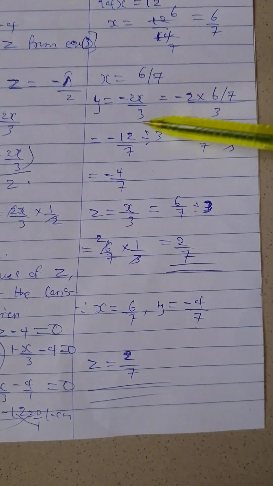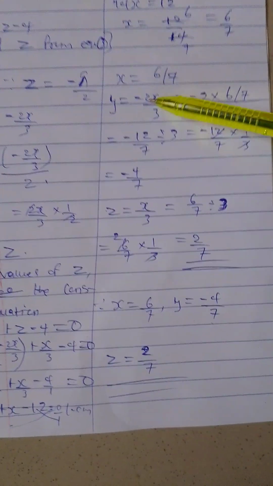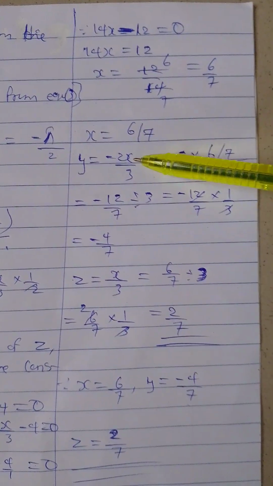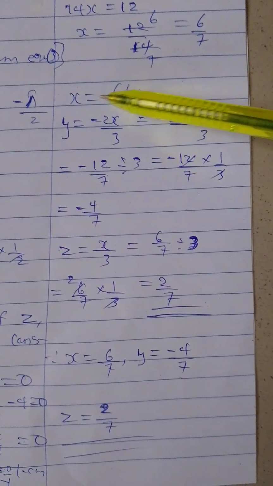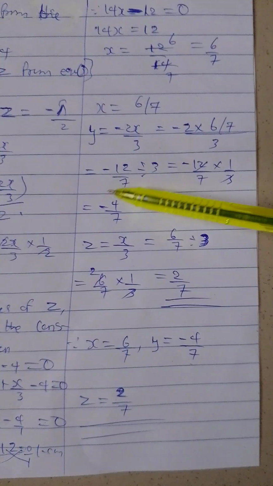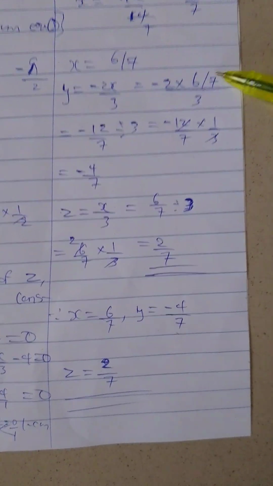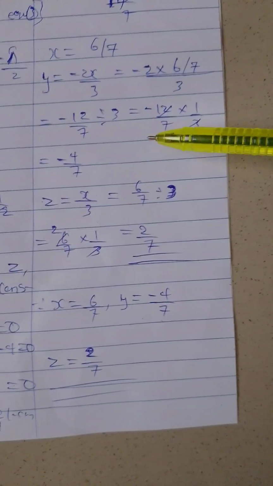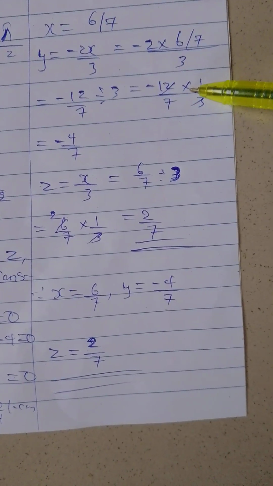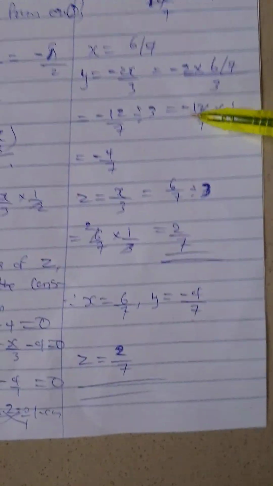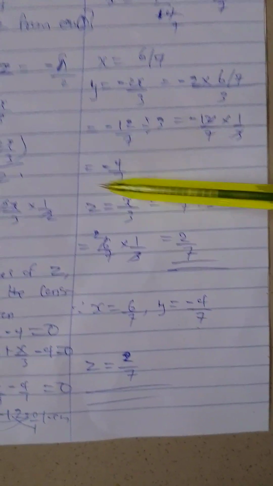Now that x is 6 over 7, to find y: y is minus 2x over 3, right? So where x is 6 over 7, that becomes minus 2 times 6 over 7, all over 3. Minus 2 times 6 over 7 gives you minus 12 over 7. Now divide by 3. Division changes to times 1 over 3, so 3 into minus 12 is minus 4. So that becomes minus 4 over 7.